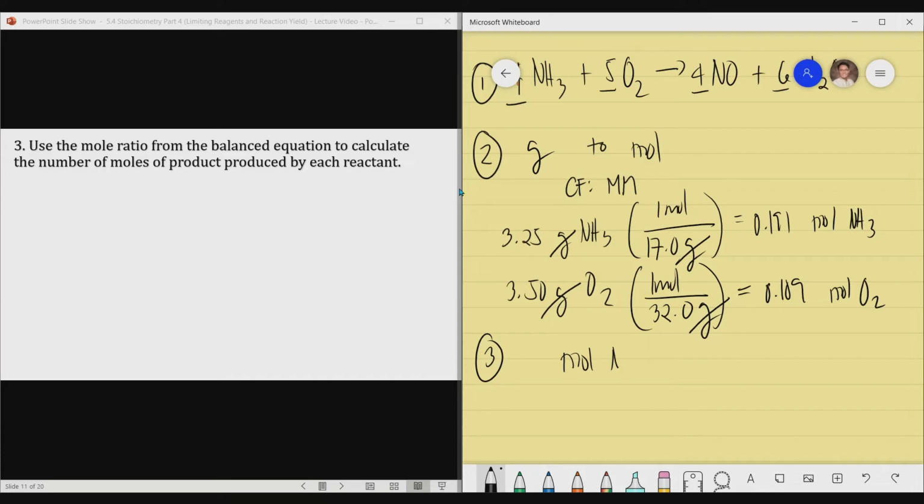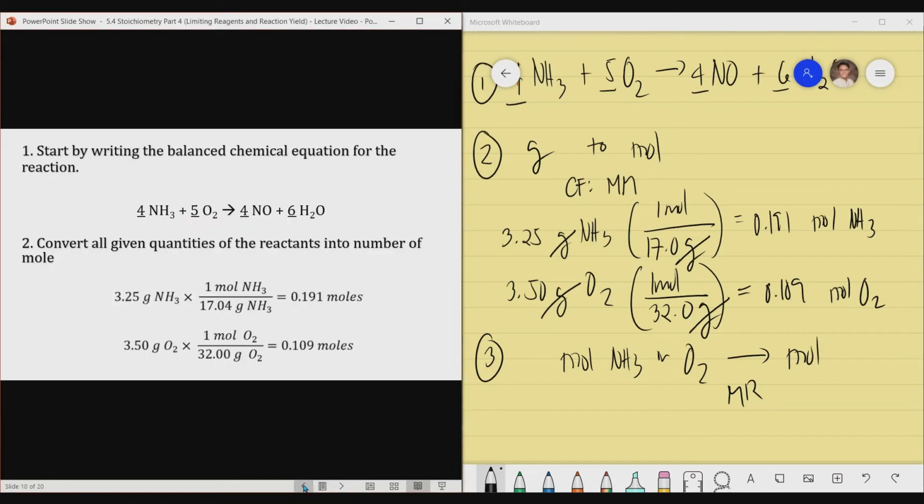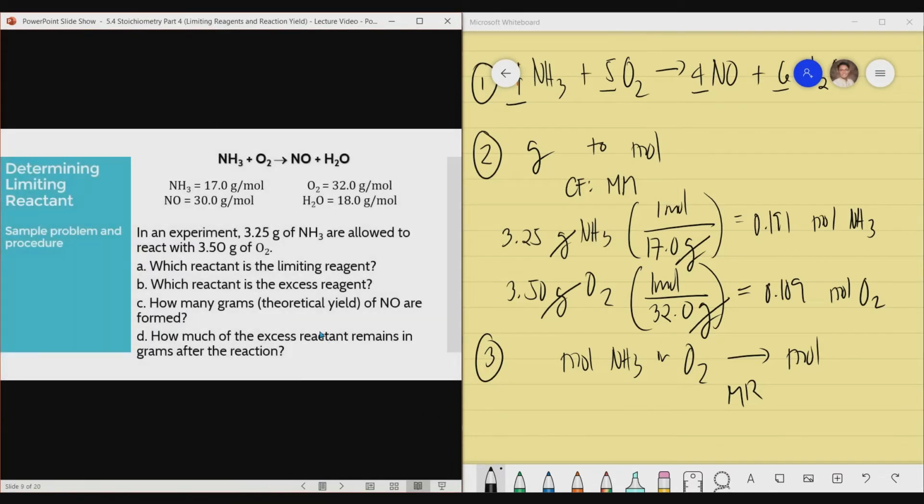So, ito po, mole NH3 or mole O2, i-convert po natin via molar ratio into mole unit for each reactant. So tignan po natin yung tanong, balikan natin. Ang tanong sa letter C, how many grams of NO? So para mas padali at diretso na yung pag-solve natin, itong mole NH3 at mole O2 ay idadaan natin sa molar ratio or i-convert natin sila into mole NO.